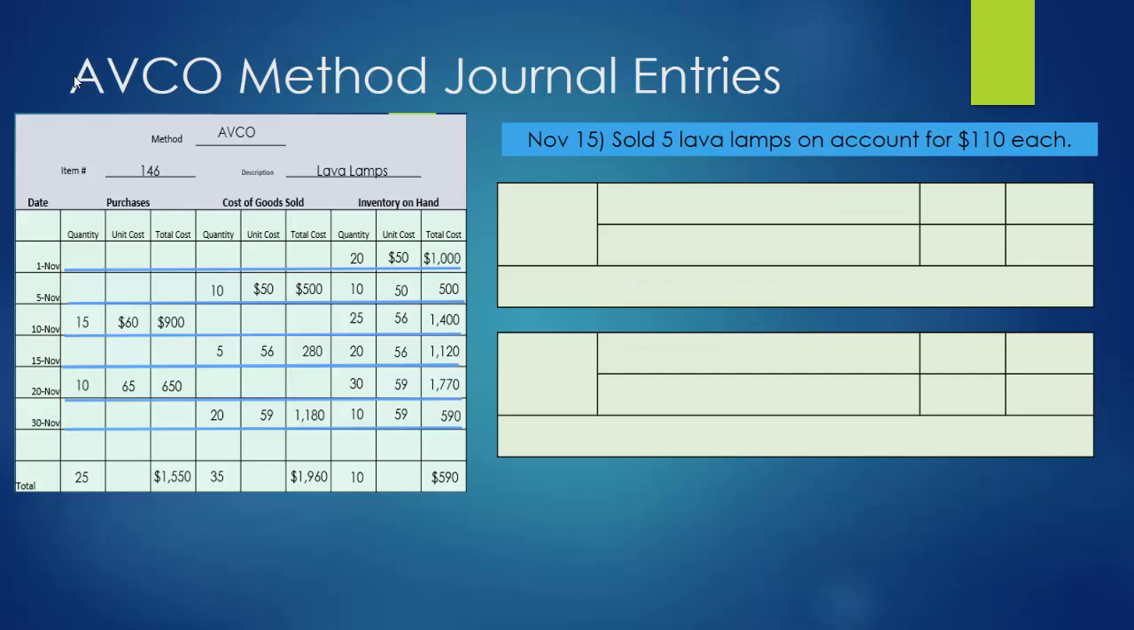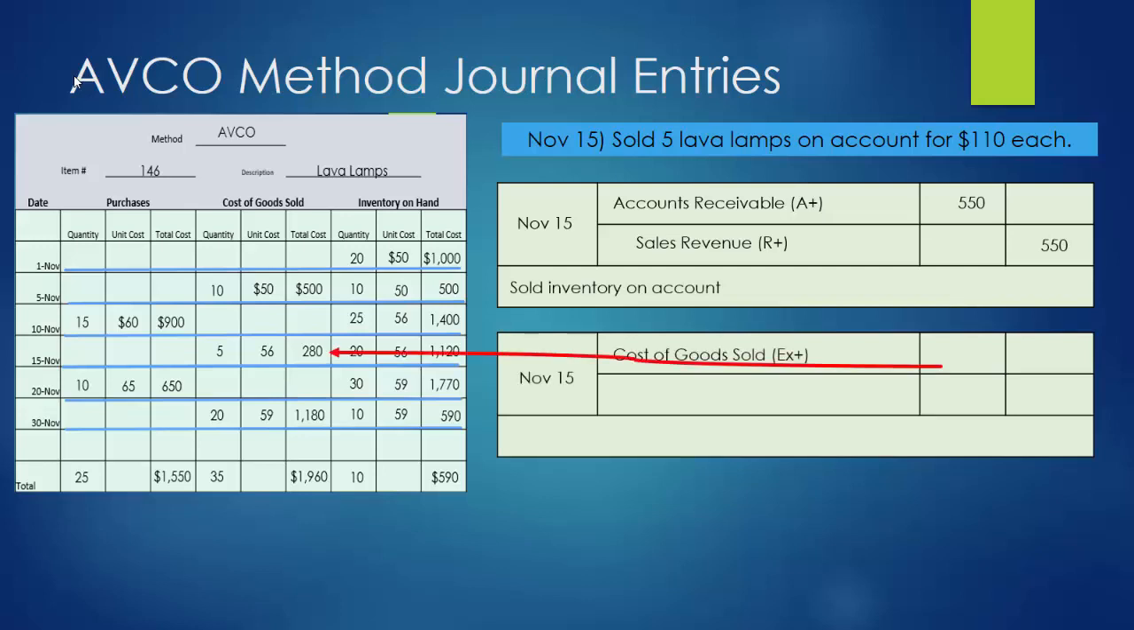On November 15th, we're going to sell 5 lava lamps on account for $110 each. So we record the revenues by debiting accounts receivable for the total amount of the sale, which was $550. And we're going to credit sales revenue for that same amount to record our sale of inventory on account. When we record the expense portion of this, we're going to once again debit cost of goods sold, go to our perpetual inventory record, and see that using the AVCO method on November 15th, when we made the sale, we're going to record $280 worth of cost of goods sold and decrease merchandise inventory by that same amount. We recorded our COGS on sale.